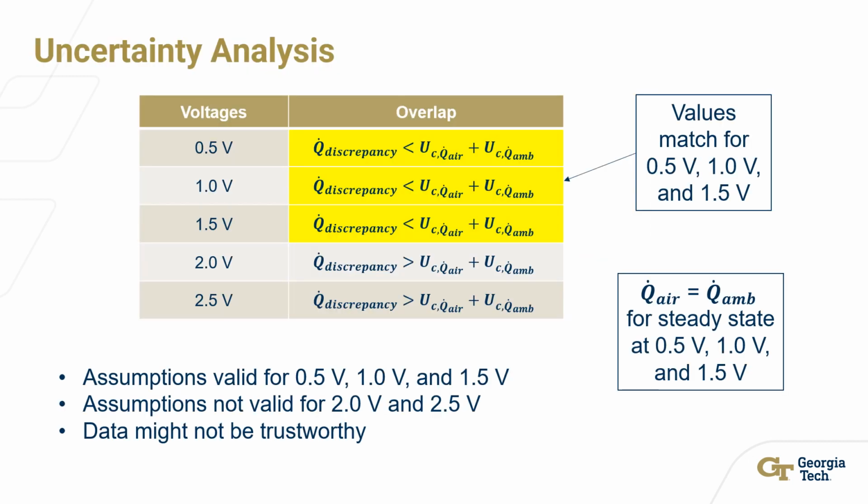This table shows for what voltages the uncertainties overlap. Since the discrepancy between the energy transfer rates is less than the uncertainties for the 0.5, 1, and 1.5 voltages, the assumptions associated with the system at steady state are correct. These assumptions are not valid for the 2 and 2.5 volts. It should be re-emphasized that the results are not trustworthy due to the closeness of the T4C and T5 values, and the data should be retaken.